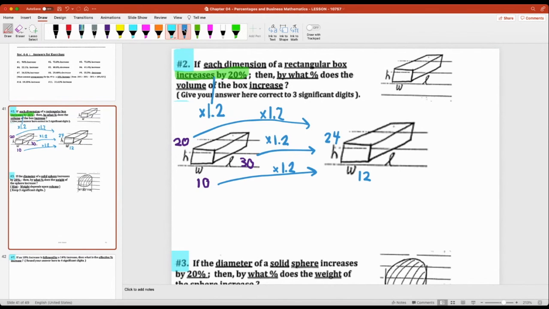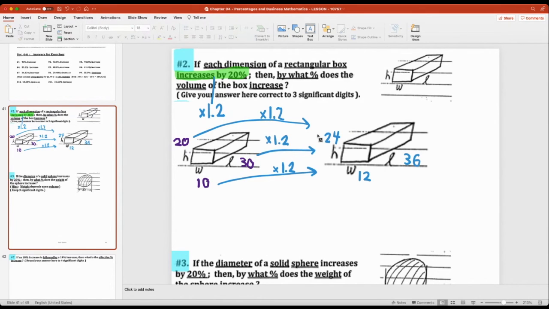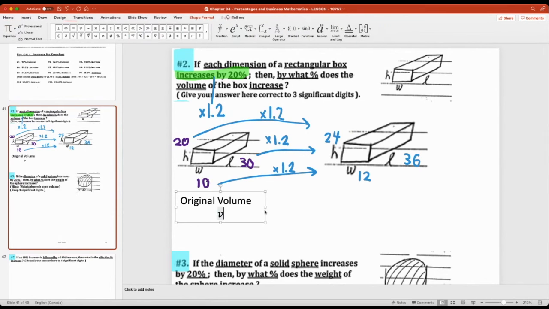Oh my goodness, this is such frustration. Whenever I hit the record, the stylus starts to go like a snail. It's so weird. Anyway, I'm going to do the math by hand. Oh, thank you for that, Nicolos. Thank you. So the original volume, sorry. The original volume is going to be 20 times 30 times 10.